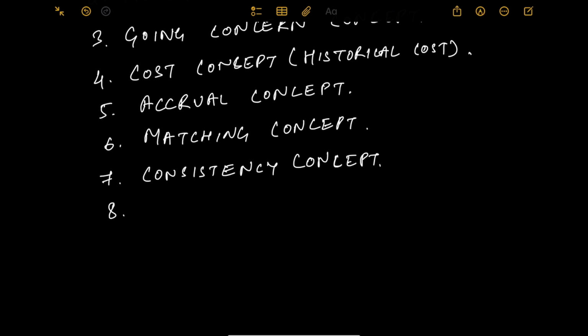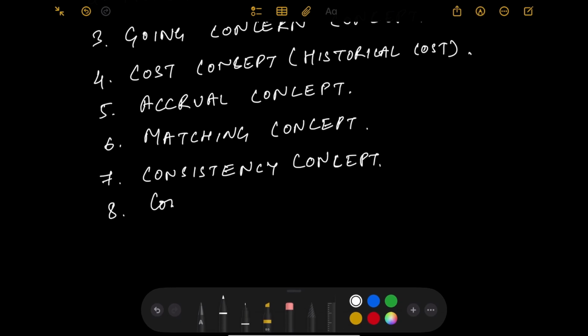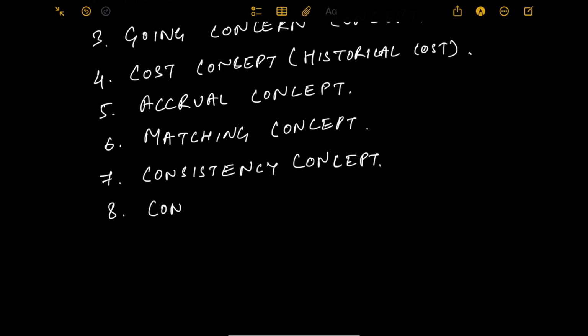Then we'll talk about the eighth concept, that is conservatism concept, right? So what this concept says is accountants should anticipate no profits but recognize all potential losses. The best example is bad debts, right?